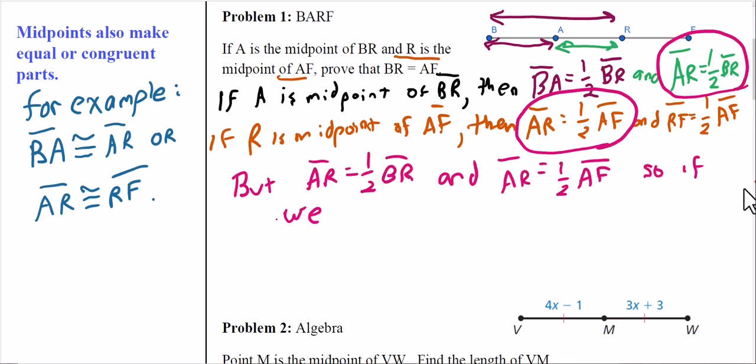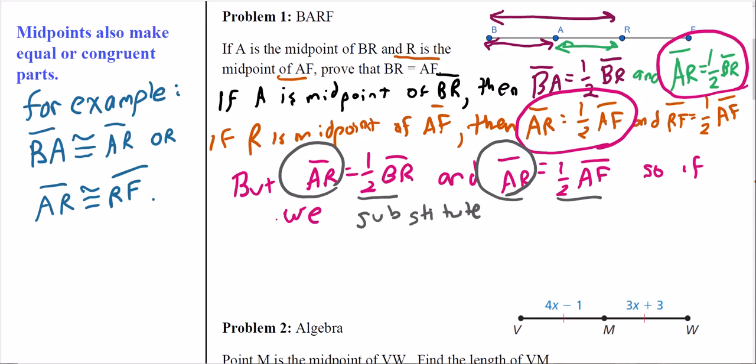So we know that AR is 1/2 BR, but AR is also 1/2 AF. So AR is one thing, but AR is also another thing. Because AR can be one of these two things, we could set them equal to each other. So if we use the substitution property, we can set them equal to each other. And we get this equation.